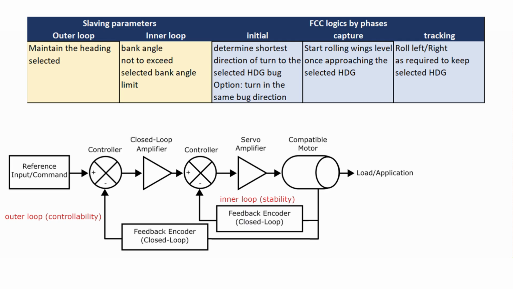The phase of this function will be initially to determine what is the shortest direction to reach the selected heading, so to determine whether we have to turn left or right. The capture phase, so once the initial part has been achieved, we are turning to the new heading. The capture phase will be the start of the rolling with the wings level in order to end up on the wing level on the selected heading. And of course the tracking phase, once we are on the selected heading, the tracking phase will be keep rolling wings left or right in order to maintain the selected heading. And this logic will be applicable to all aircraft, including the Boeing that we will see next.